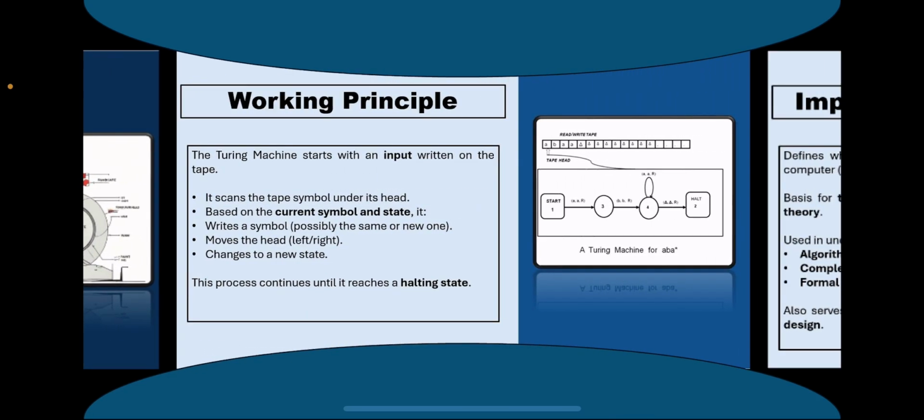The working principle. The operation is very straightforward. It scans the tape symbol under its head. It then writes a symbol. Then it moves the head either left or right. Then it changes to a new state. This cycle repeats until the machine reaches a halting state, signaling that the computation is complete. Think of it as a rule-following robot that can perform any computation if it is given enough time and tape.